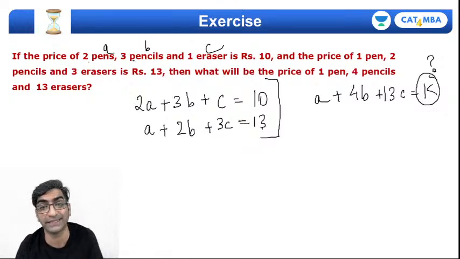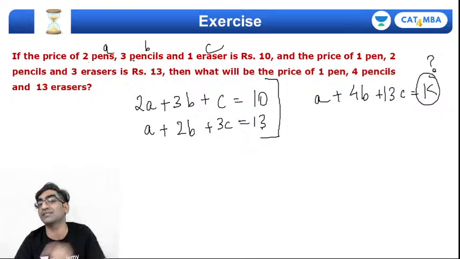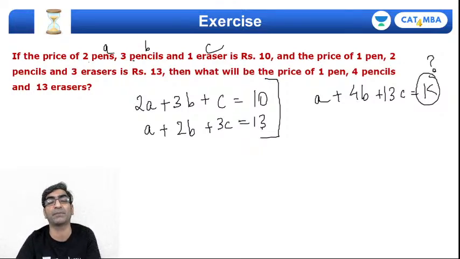But don't be so hasty, right? This is a special kind of question where even if you have fewer equations, you might still be able to solve it. देखो क्वेश्चन देखो गौर से, that will give you a hint. क्वेश्चन में ये नहीं मांगा है what is the price of a pen or what is the price of a pencil. It doesn't ask you for the value of A, B or C. It asks you for the value of an expression, right?